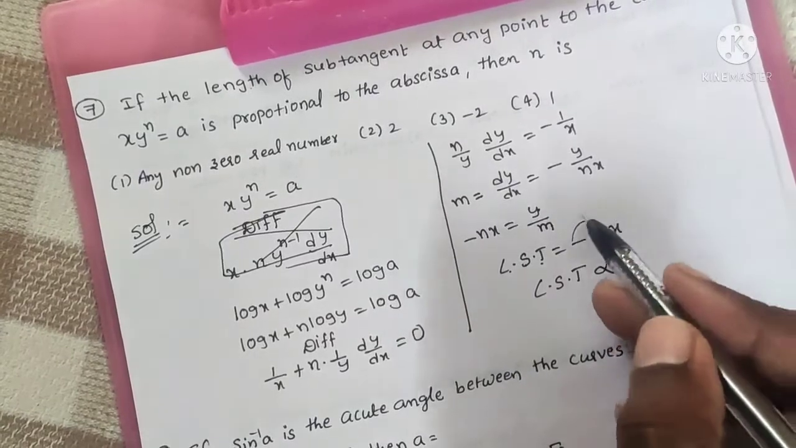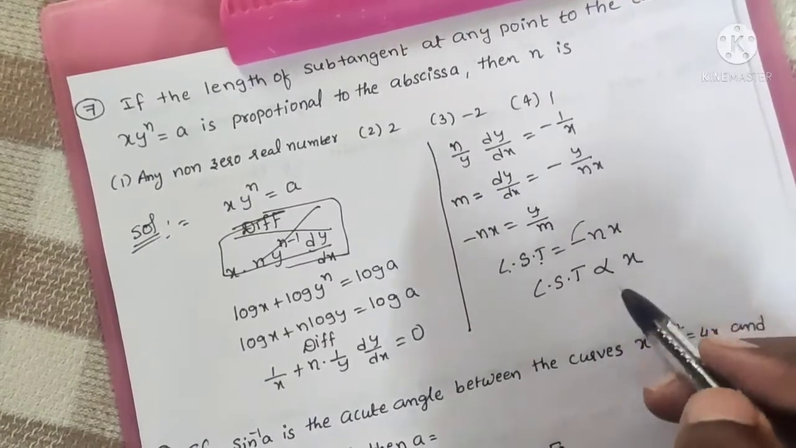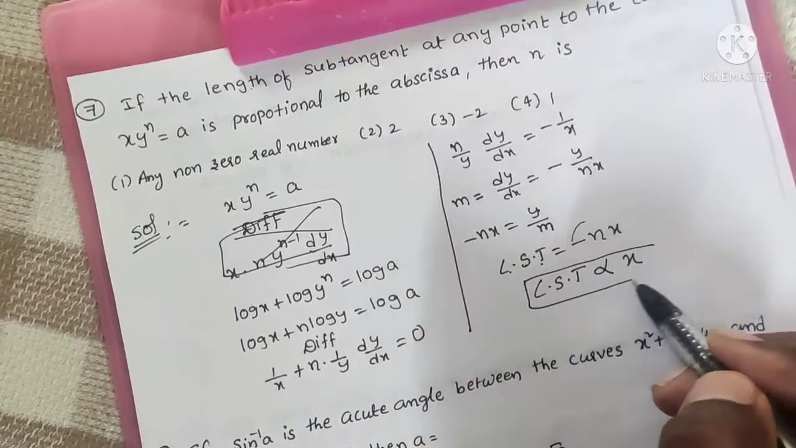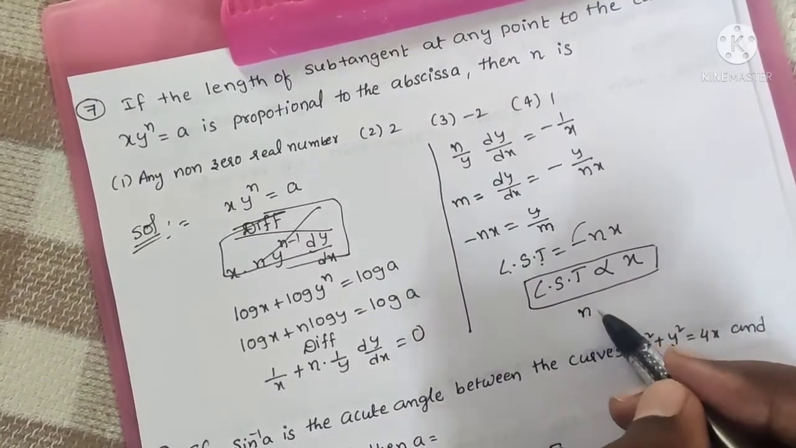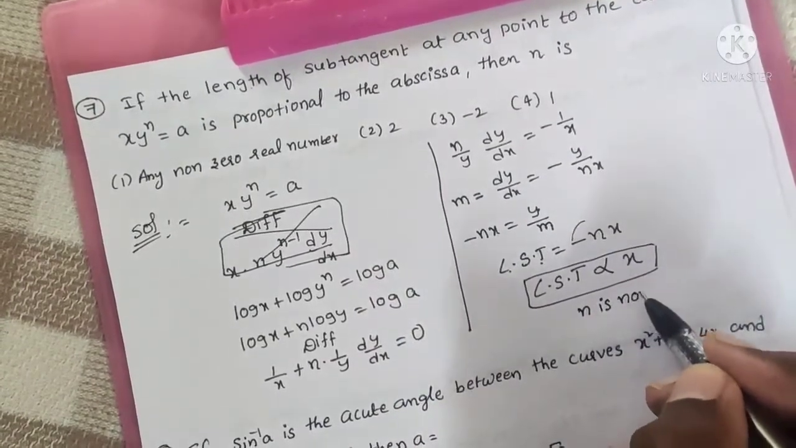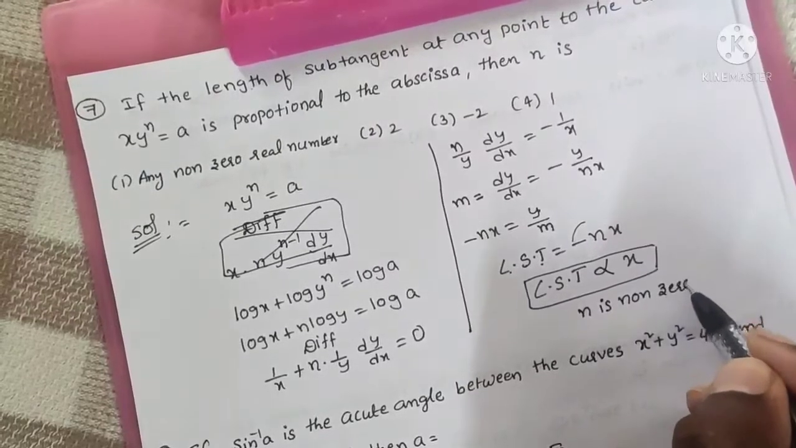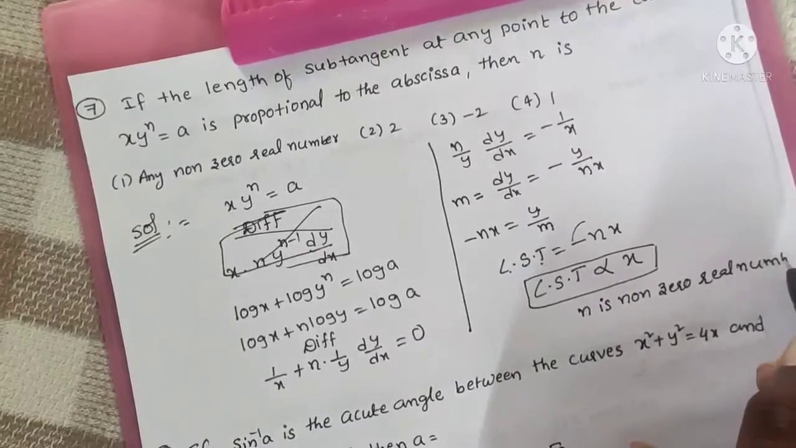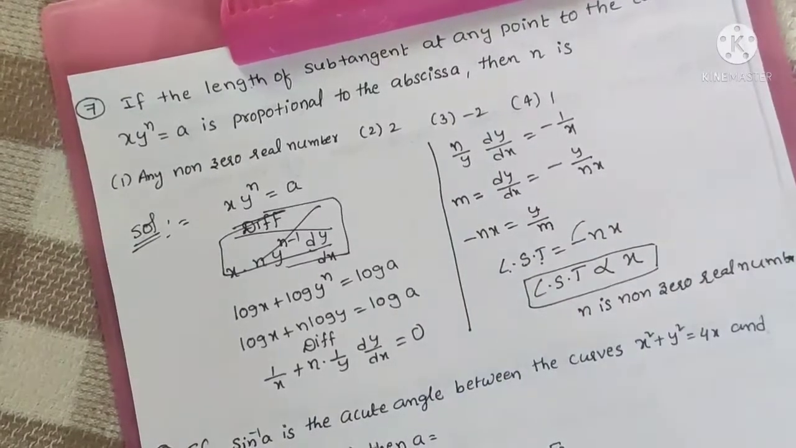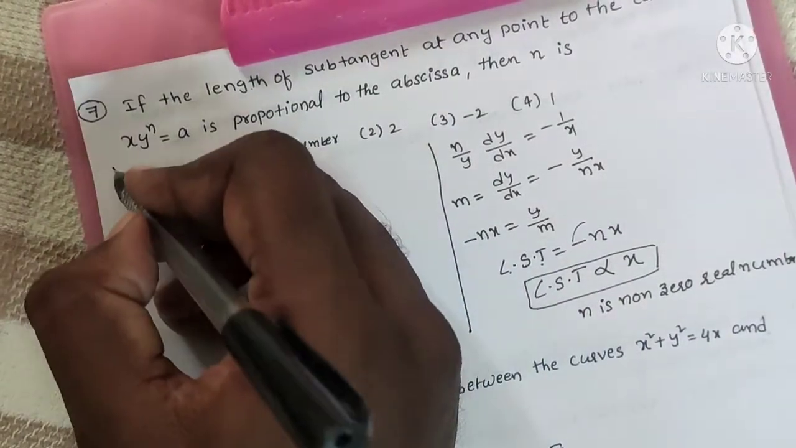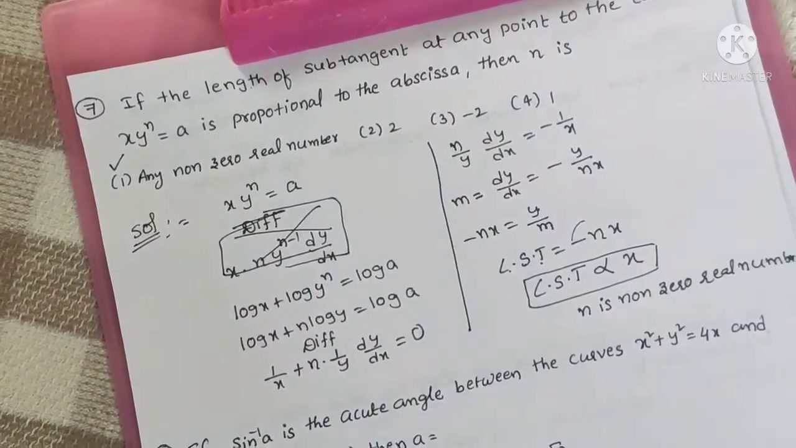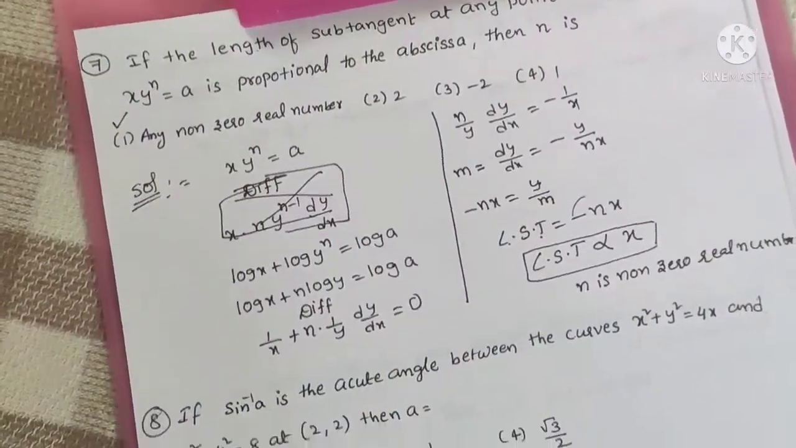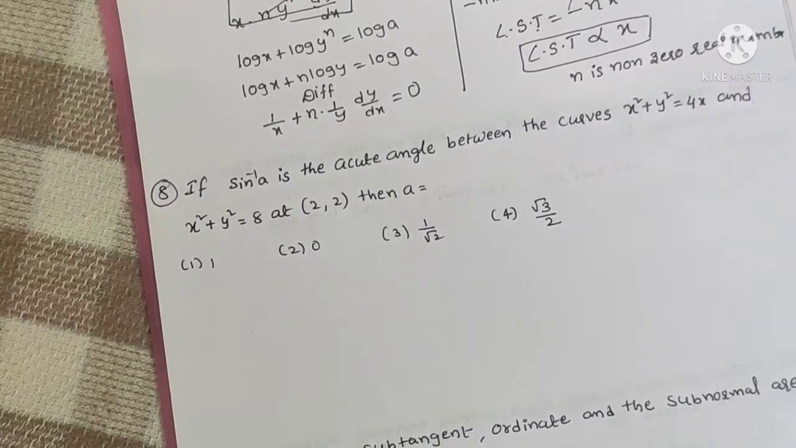Now the n value is whatever it may be, a non-zero real number. This condition will exist if n is a non-zero real number. For all non-zero real numbers, this condition will be satisfied. Therefore, option 1 is the correct answer for this question. Next, we will see the 8th question.